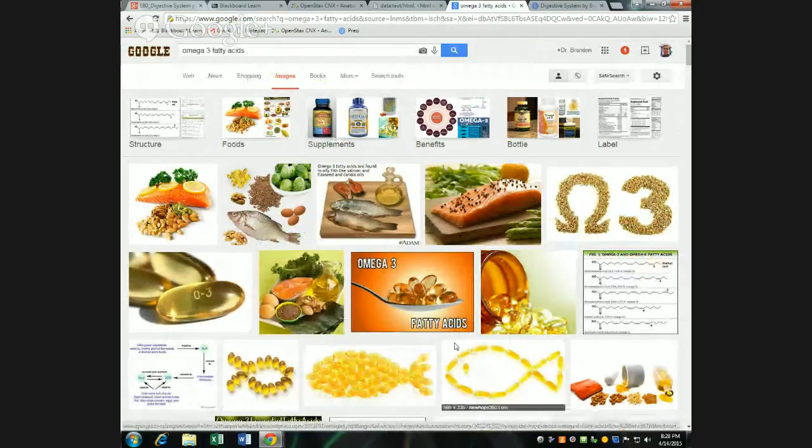And since they're a big nutritional thing and people are always wanting to sell you various sources of these, you have a lot of pictures showing you sources of them, whether it's pills that you can buy at the store or fish or various grains that have a high concentration of these types of lipids.